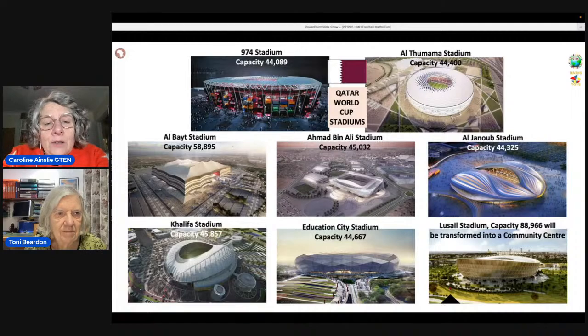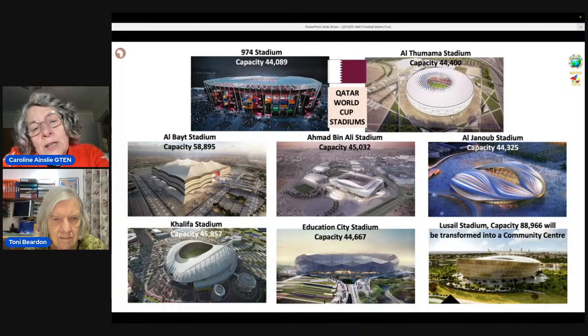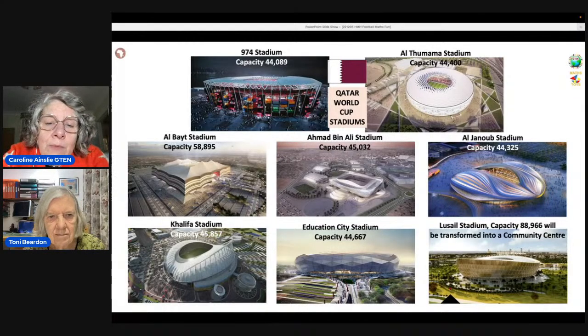Absolutely. Oh, and I hadn't noticed the shapes on the base of the Al Thumama Stadium. You've got the circular, cylindrical stadium, and then on the outside you've got all those quadrilaterals, or I'm not quite sure. They look like intersecting quadrilaterals from here on the outside.